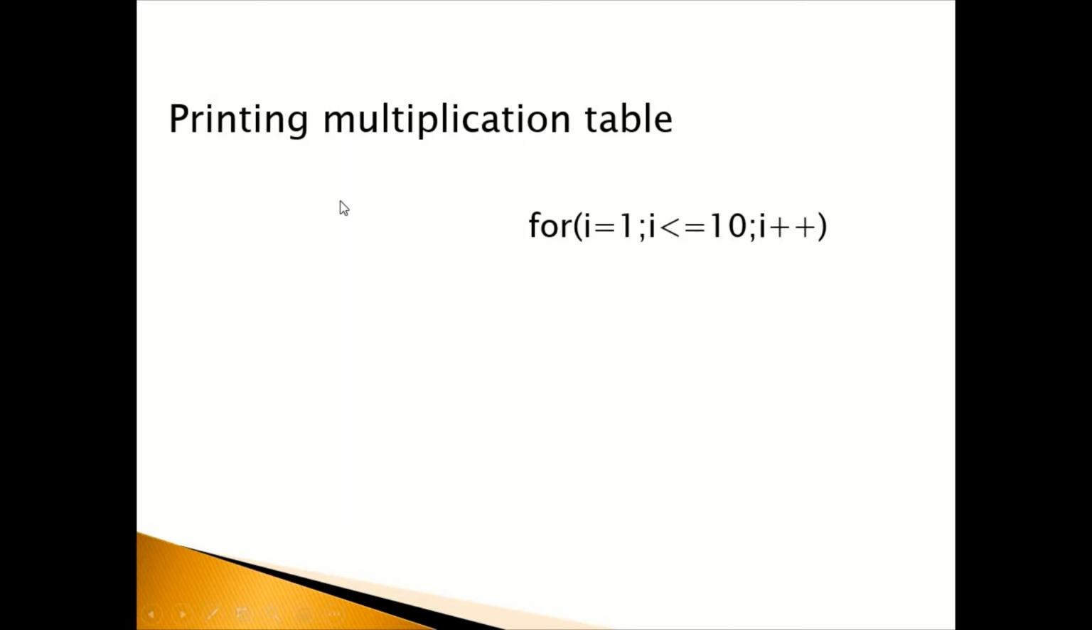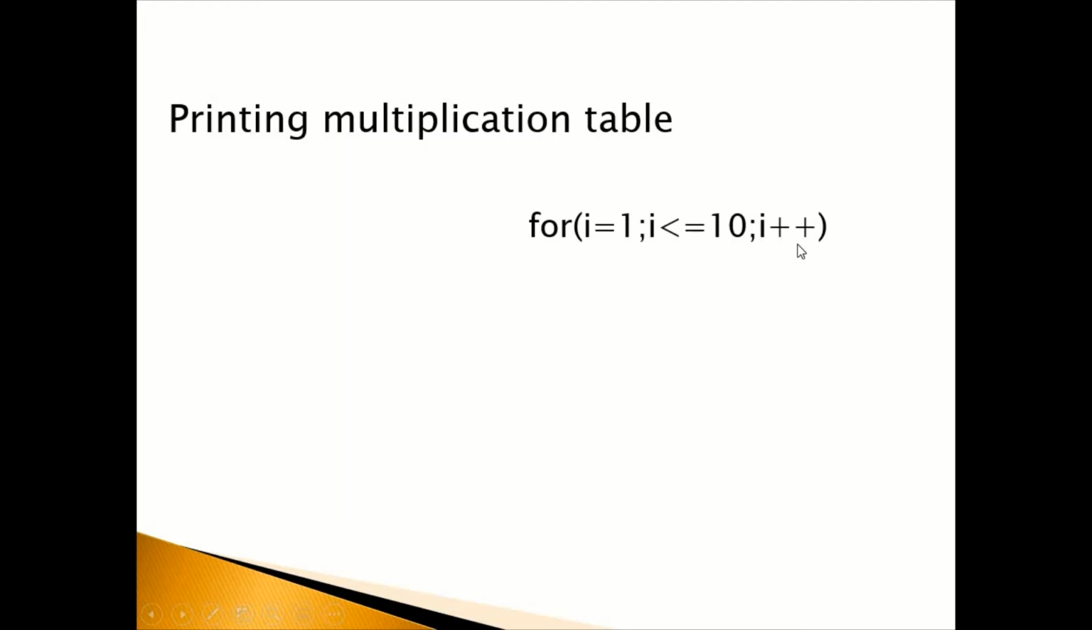So here the for statement initializes I to 1. The condition is I less than or equal to 10, because the program should generate from 5 into 1 equal to 5 up to 5 into 10 equal to 50. So the last value of I should be 10. For that the condition is I less than or equal to 10, and I plus plus because the I value should be incremented by 1 every time.